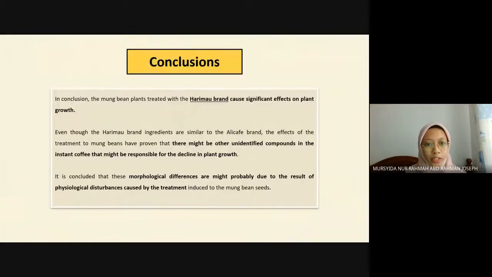So in conclusion, the mung bean plants treated with the Harimau brand showed a significant effect on plant growth. Even though the Harimau brand's ingredients are similar to the Alikafe brand, the effects of the treatment on mung bean have proven that there might be other unidentified compounds in the instant coffee that might be responsible for the decline in plant growth. It is concluded that these morphological differences might probably be due to physiological disturbances induced by the treatment to the mung bean seeds.